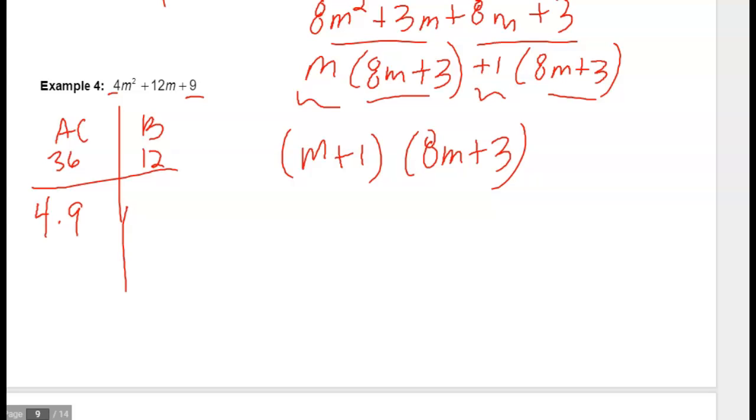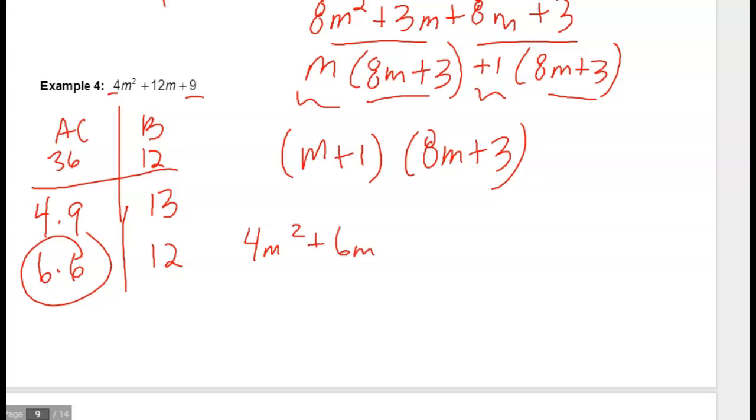So I need a smaller number. 4 times 9 is 13. So that was close. Can't do 5, but I can do 6 times 6 is 36. And it does add to get 12. So 6 times 6 is my answer. So I get 4m squared plus 6m plus 6m plus 9.